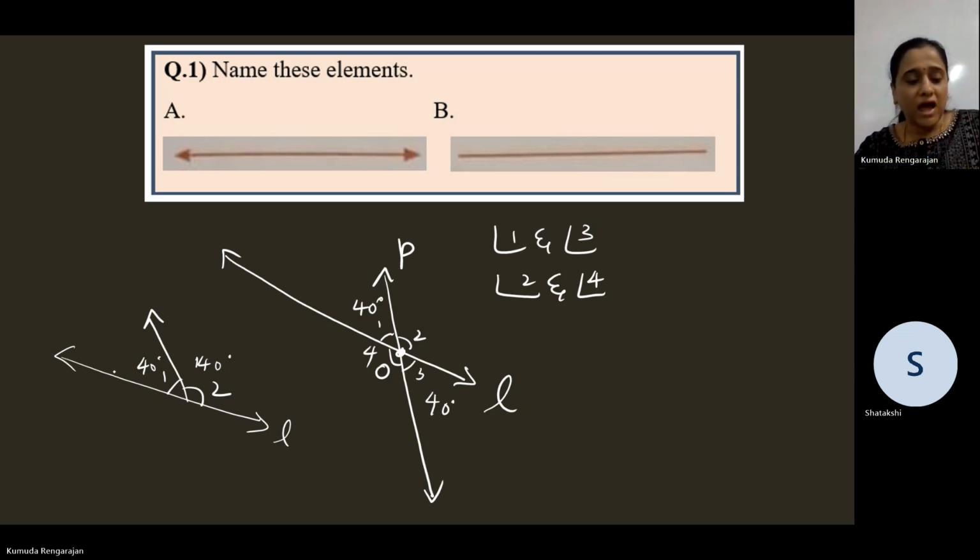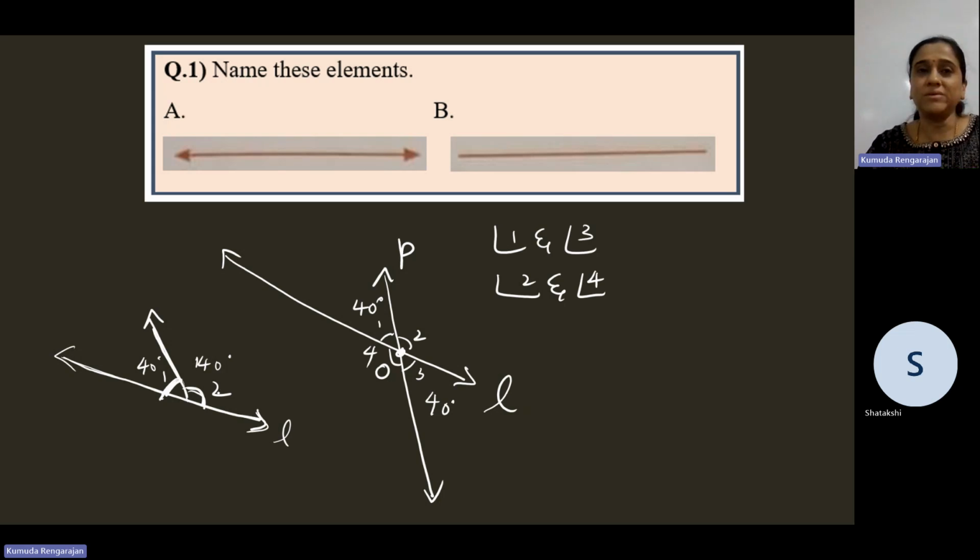Now, I've taken this line L, I've identified the ray on it, and I see that angle 1 and angle 2 form a linear pair, because they stand on this line. Now, I know angle 1 is 40 degrees. And if they form a linear pair, that means they're supplementary. So if this is 40, this has to be 180 minus 40, 140 degrees. So we found angle 2, 140 degrees. Now angle 2 and angle 4 are vertically opposite angles. So angle 4 is also 140 degrees.